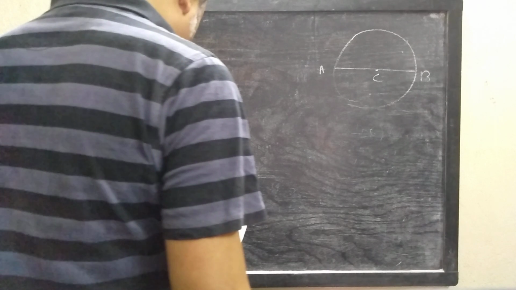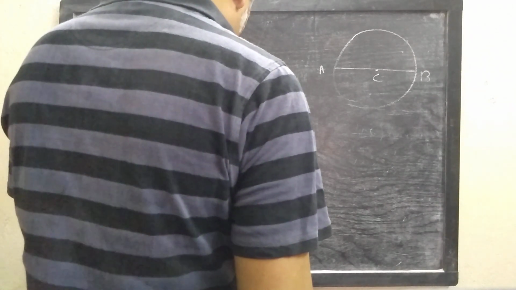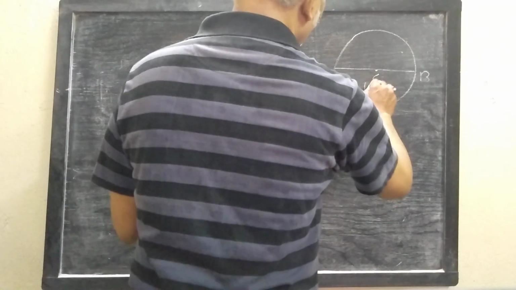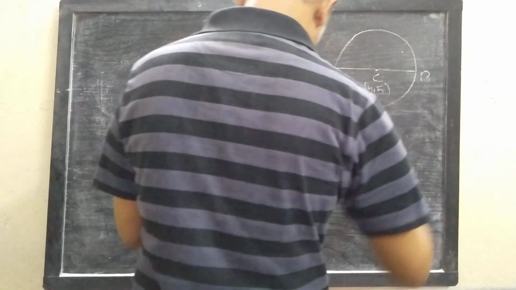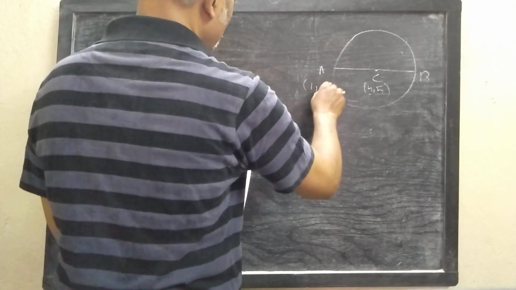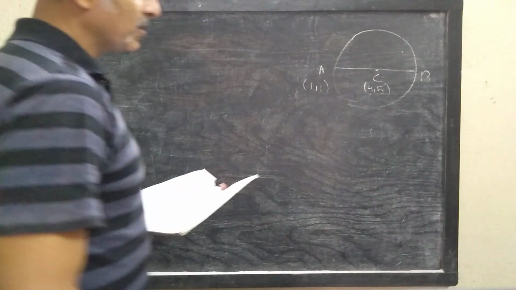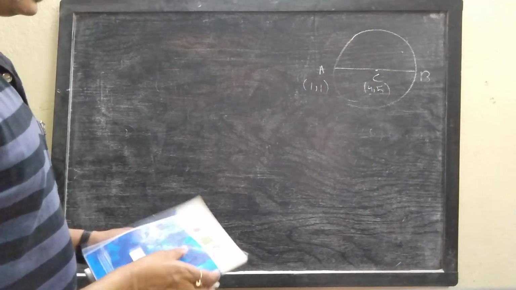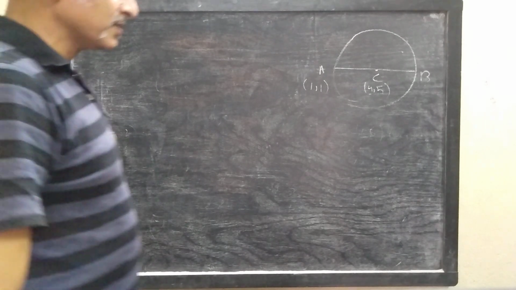You are given the facts. AB is the diameter of a circle with center C (4, 5). You have the coordinates of the center, and you have the coordinates of A, which is (1, 1). You are asked to find the coordinates of B. In two ways you can find the answer.